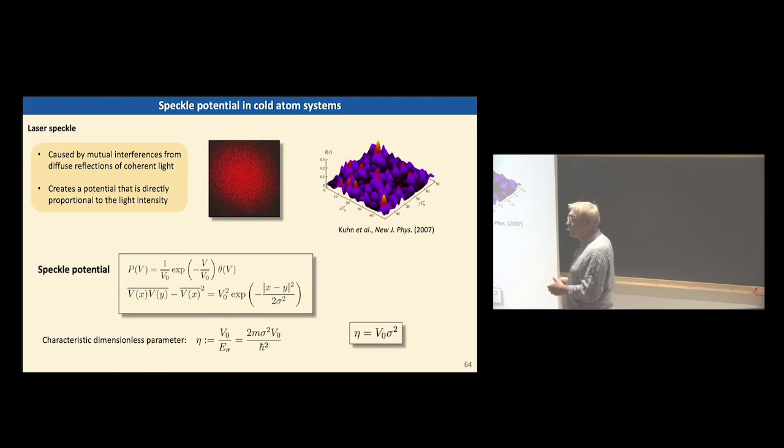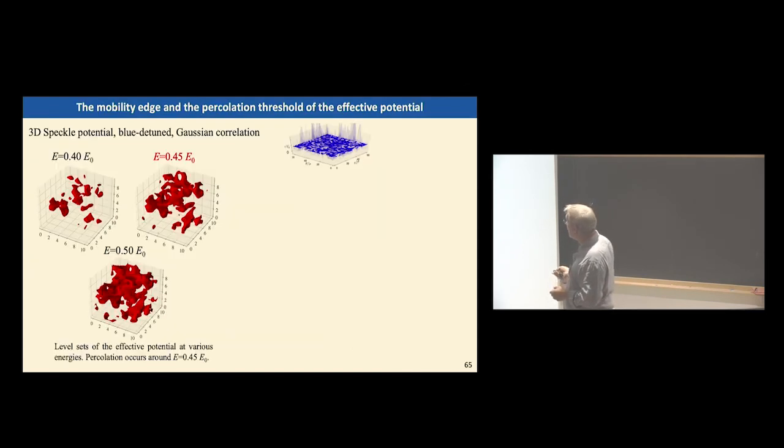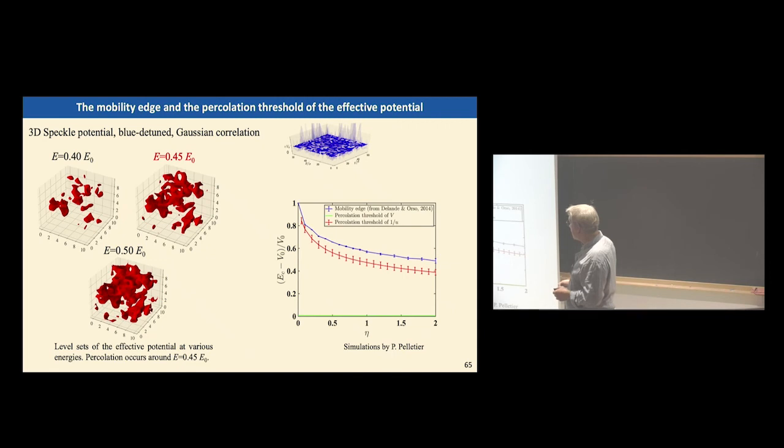And this is for a continuous system, so for a Bose-Einstein condensate. You have here the mobility edge for a continuous system. You have E equals 0.4, 0.45, 0.50. And here is the mobility edge computed by Delande and Orso. This is the percolation threshold for the potential V, which is very low in the speckle potential. Very quickly, you have percolation.